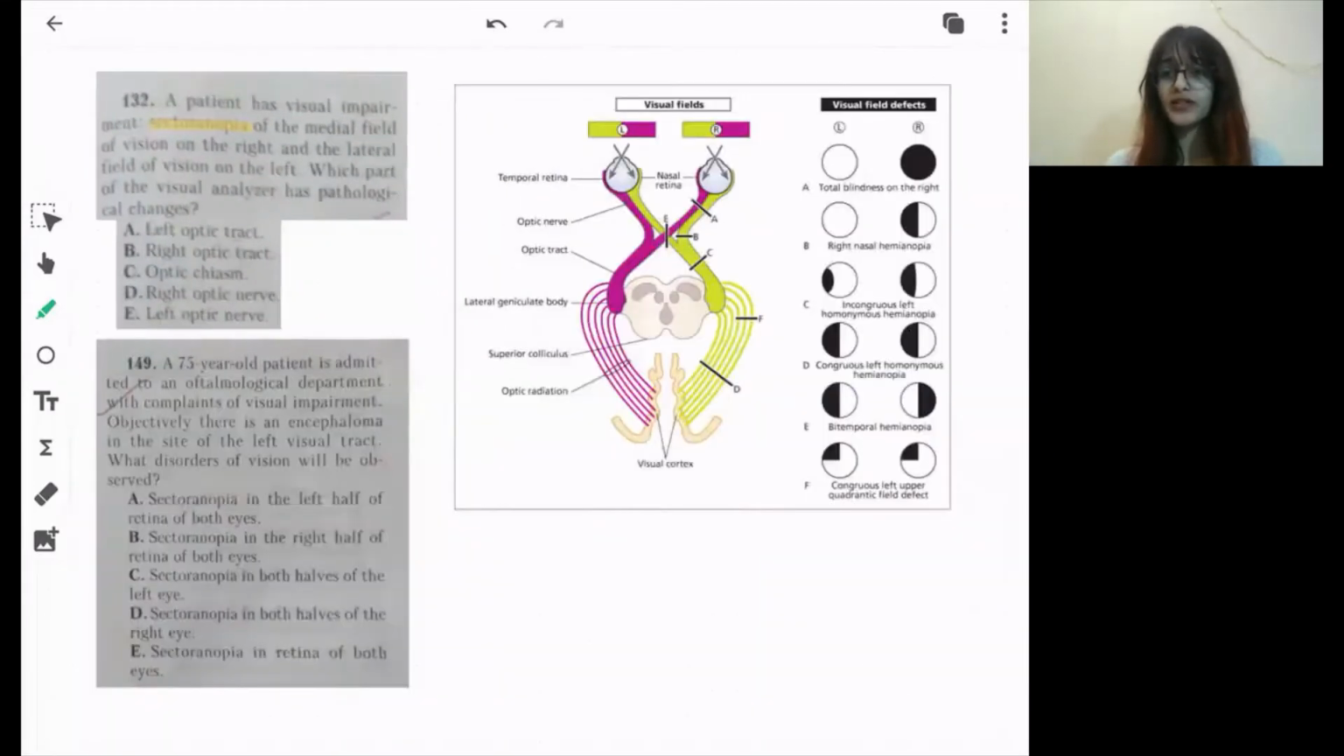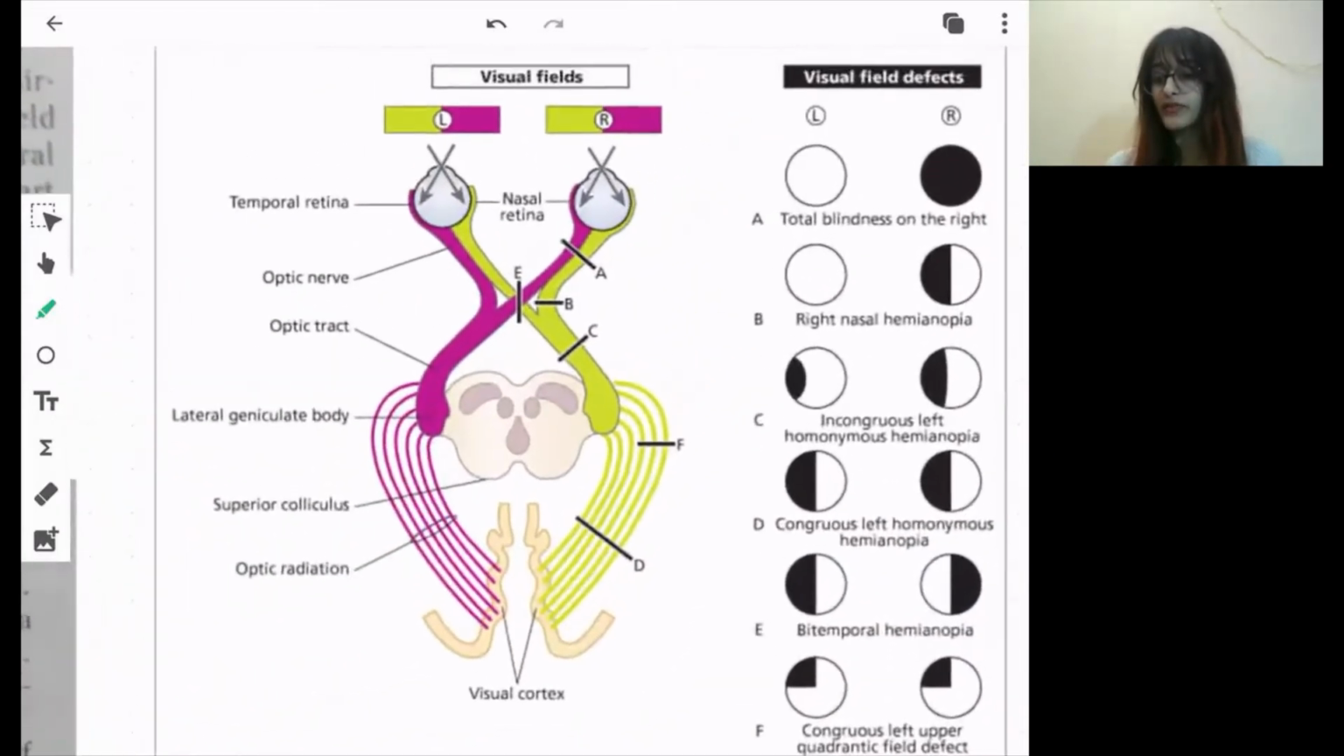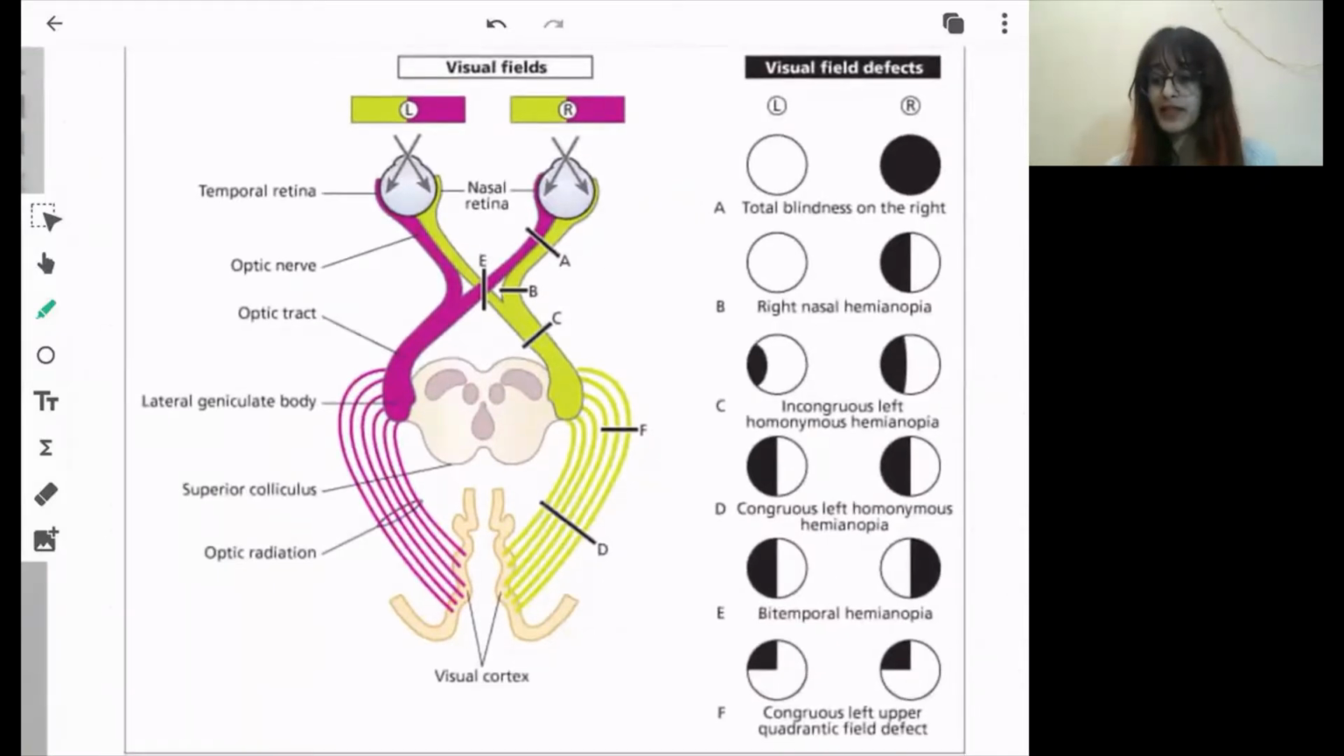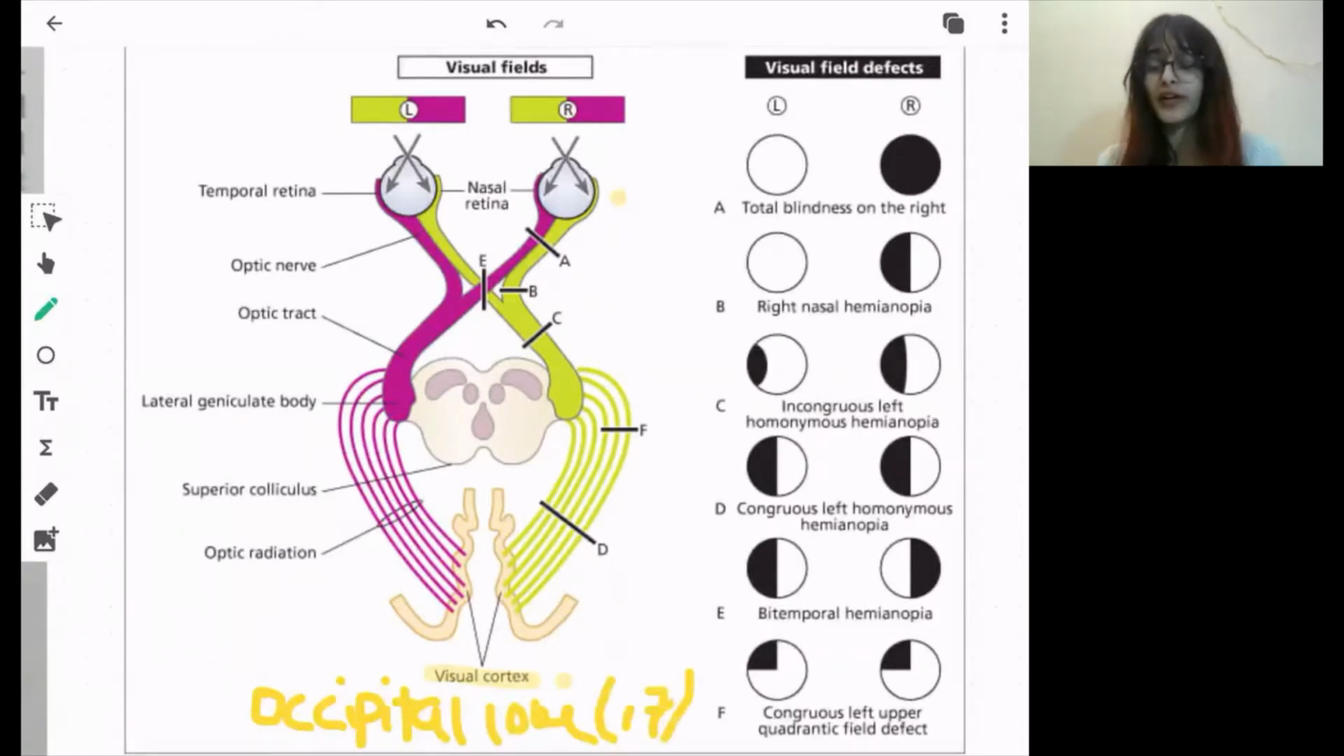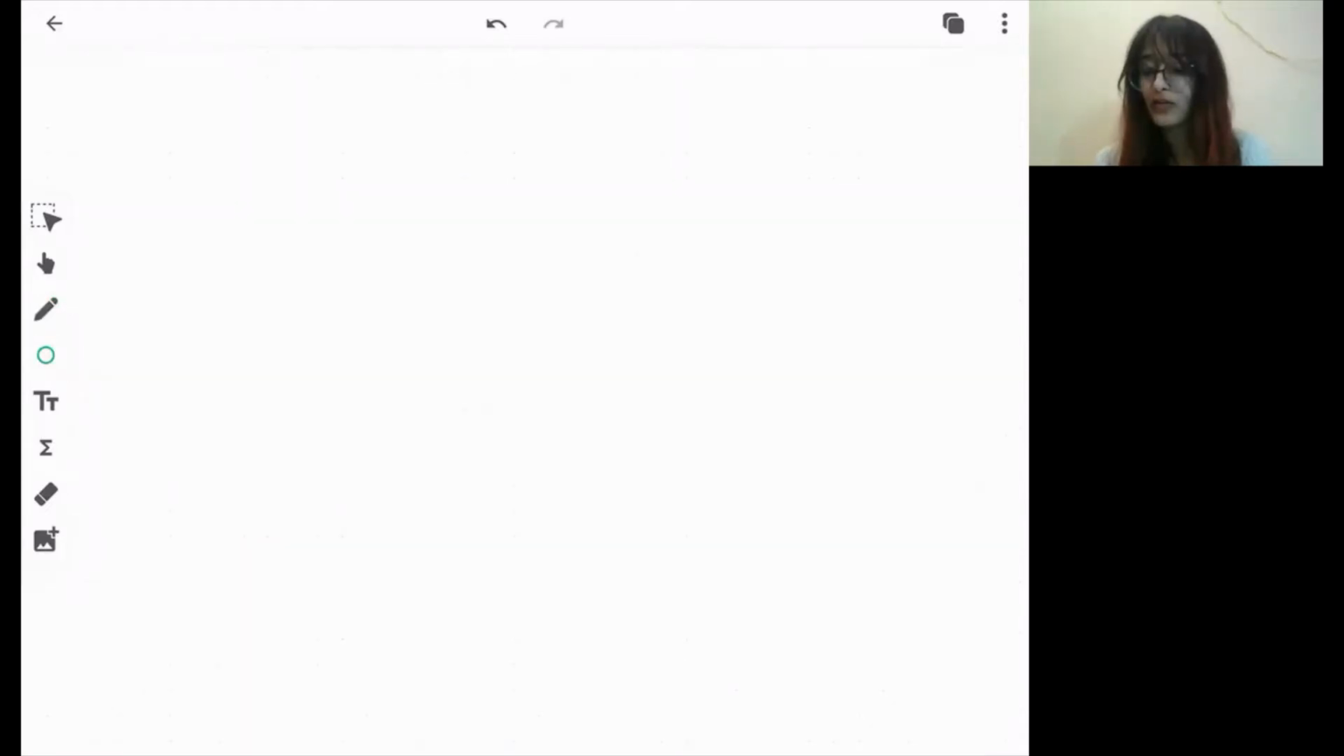So to solve this question, this is the normal visual pathway. It starts with your eyes. There's some crisscrossing. Let's see what it is, and then it ends in the visual cortex. And if you remember, the visual cortex is in the occipital lobe. Area number 17 is the primary visual cortex. Let's start off by drawing two eyeballs.